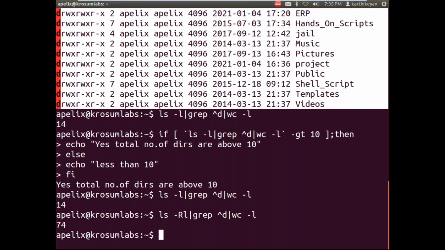So grep is useful for searching purposes. Filtering it won't do. Filter means filter column, filter row. For this kind of purpose grep is not used. The purpose of grep is for searching only. So this is the way we can find the pattern.